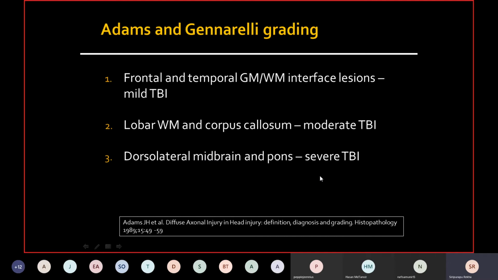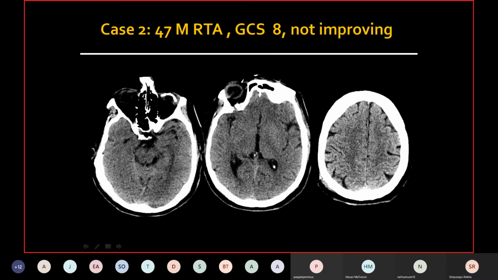So it's a 47-year-old male here, GCS 8, not improving. And I've got axial images through 3 different levels. So we've got brain stem here, at the level of the sylvian fissures, and at the vertex, and the scan is normal. I mean, you have every image on this is normal.